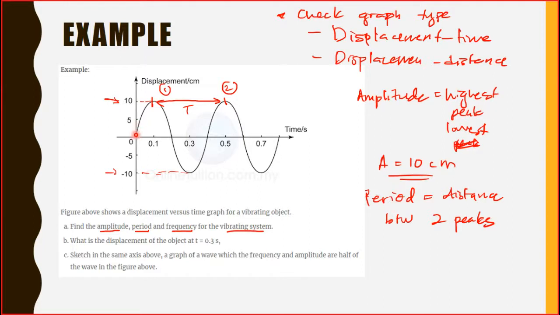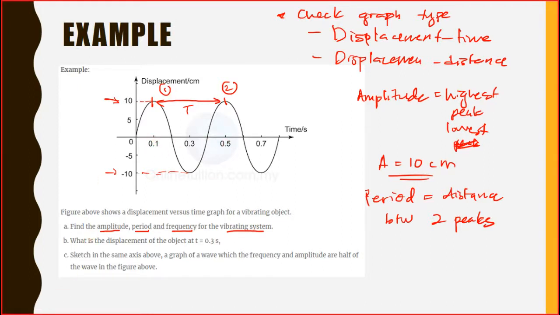So period is from the starting point, it goes up, goes down, and goes back to its original point, which is here. That is considered as one cycle, so that is a period. If you start from here, you go down, and then you go back up to the original point, this is considered as one oscillation, so this is the period. The time taken from here to here is the period.